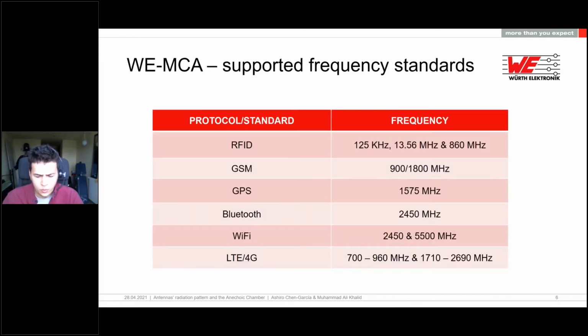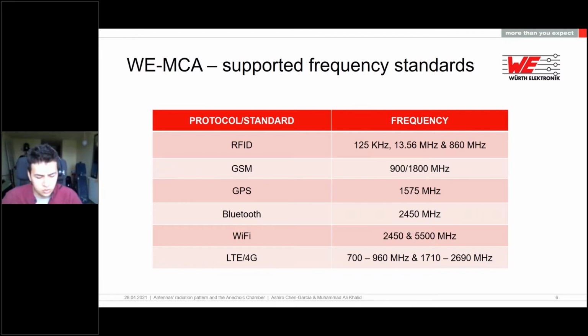Here we can see some of the most important protocols and standards as a reference and the frequency ranges they work. These antennas have been specially designed to work at those frequencies. As you can see, for example, in the Wi-Fi, you can see two main frequencies where the Wi-Fi works, and that's why sometimes a dual band antenna is needed.